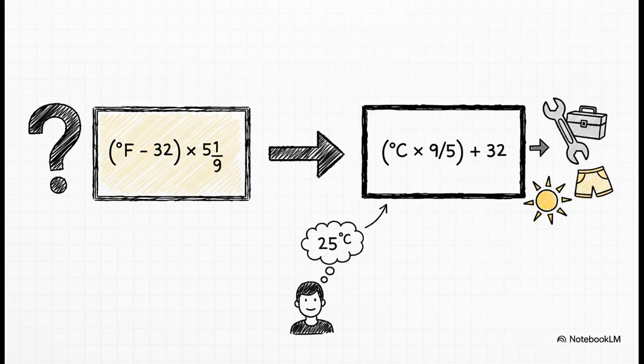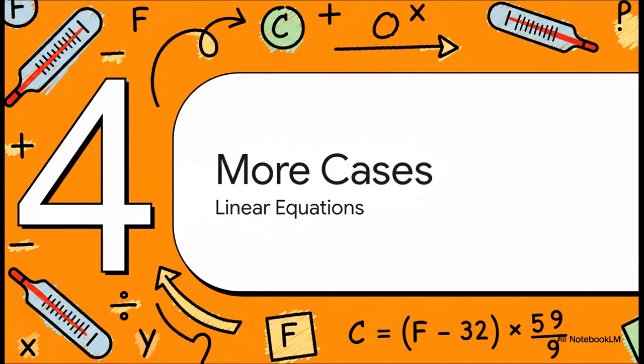And here's the really amazing part. We didn't just find an answer to one problem, we actually built a brand new tool. We now have a completely new formula that's designed to turn Celsius into Fahrenheit directly. So that 25 degrees Celsius from earlier, now you can just pop it into our new formula and know exactly what to wear. But this skill isn't just for telling you if you need a jacket or not.